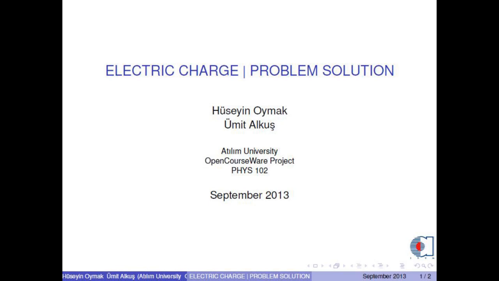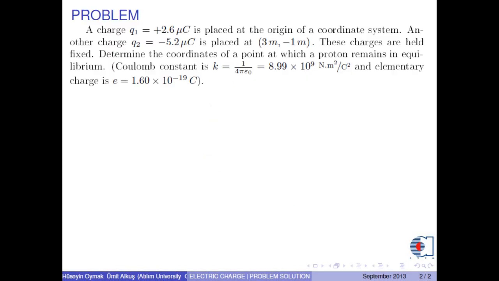In this video, we will solve one problem about electric charge. A charge Q1 of magnitude positive 2.6 microcoulombs is placed at the origin of a coordinate system. Another charge Q2 of magnitude negative 5.2 microcoulombs is placed at 3 meters and negative 1 meters. These charges are held fixed. Determine the coordinates of a point at which a proton remains in equilibrium.